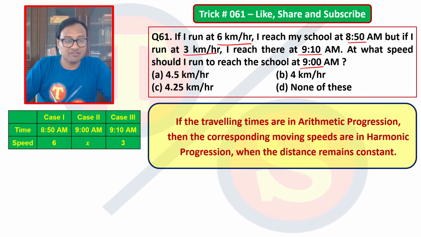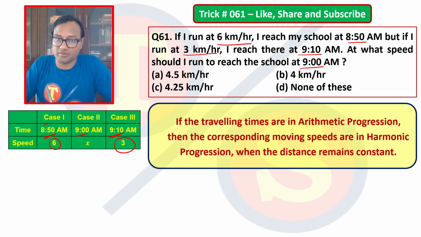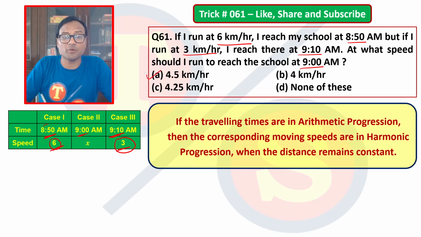that if I run at 6 km per hour, I will reach at 8:50. If I run at 3 km per hour, I will reach at 9:10. And 9 am is exactly in between these two times. So can I take exactly the middle speed? 6 plus 3 is 9, 9 upon 2 is 4.5. So should I run at 4.5 km per hour? I will say no, that is not the idea over here, right?